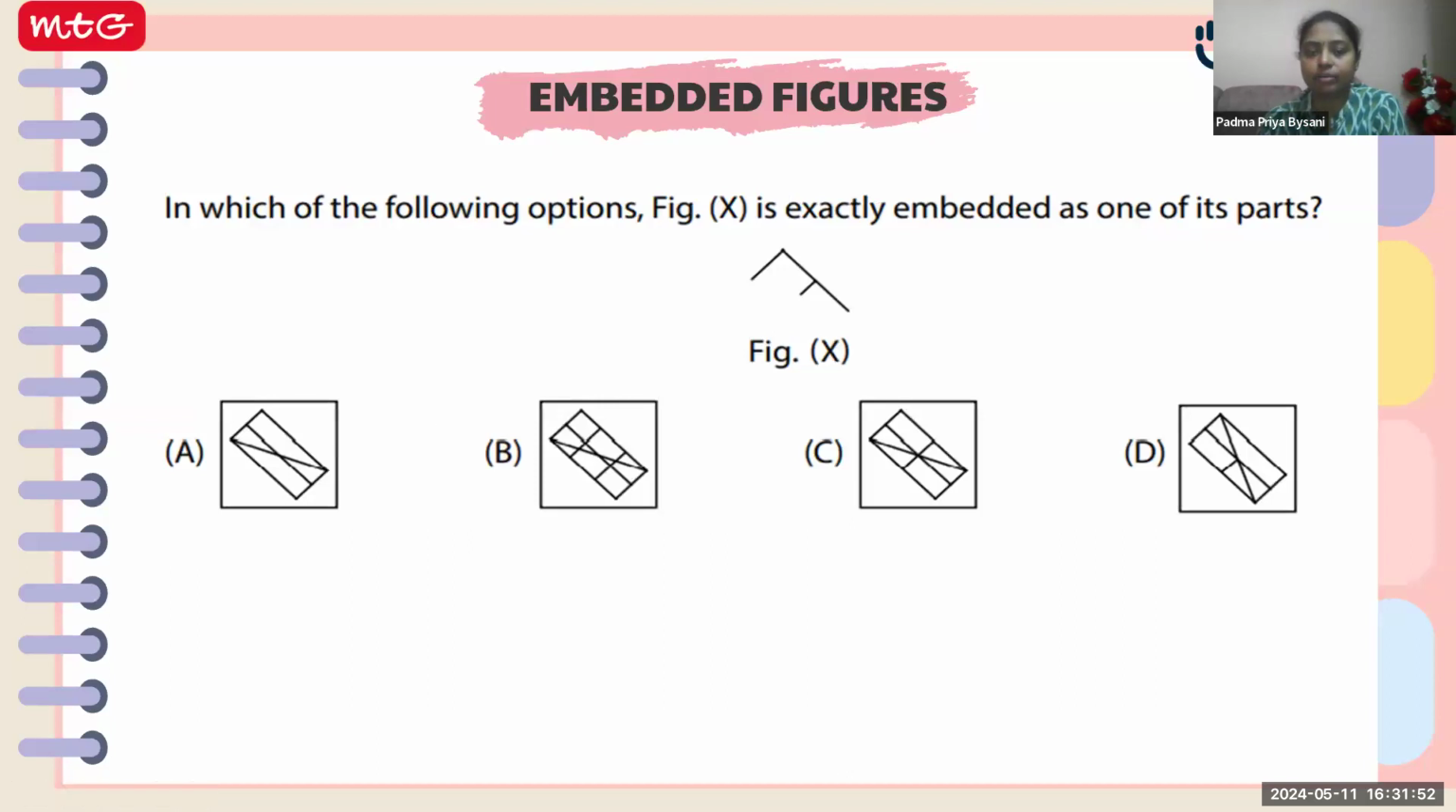So here is again a question. This is all about embedded figures. Embedded figures says you to observe various parts in a complete figure. An embedded figure is the hidden part. You have to find the hidden part. This is a part of a figure which is hidden in one of these options. In which figure that part is hidden, you should identify.